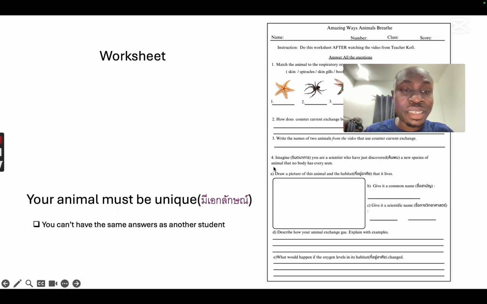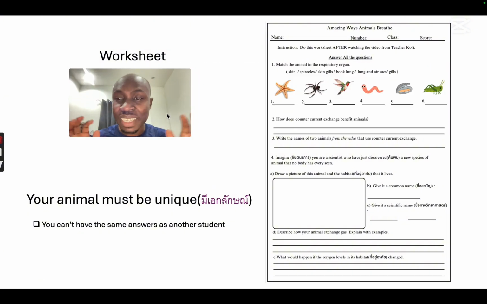Now, there is a worksheet for you to do. I have sent it in the Google Classroom. Please do this and print it and give it to me in school next week. This part of your worksheet, read carefully, and you have to use a unique animal. Okay, your answer should be different from your friends. It cannot be the same. Read, translate if you need some help, and I hope this is helpful.